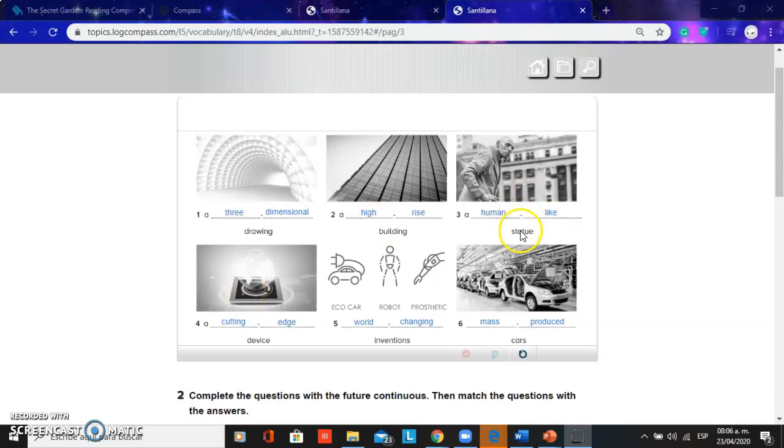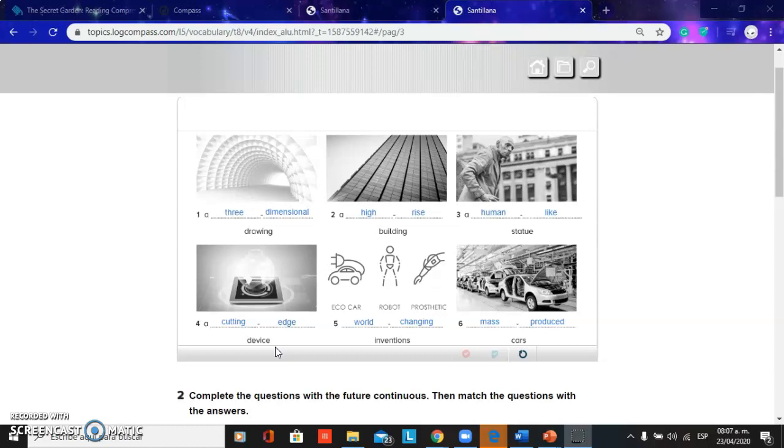So you can notice here that there is a street here. So the compound adjective that must be used is human-like, a human-like street. Now, for number 4, we have the word device, okay? What does device mean? A device is like a technological item, okay? It can be, for example, a cell phone or the computer or something like that, okay?